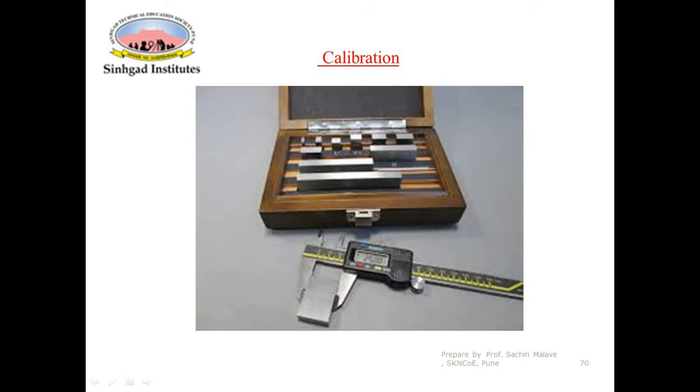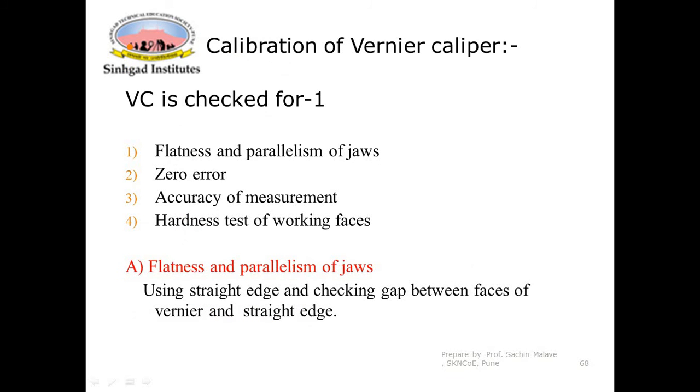So this is a fixed anvil, this is a movable anvil. In between these two anvils you hold the slip gauge and check whether there is any gap here or here. If there is no gap between the surface of the slip gauge and the anvil, then it means both the jaws are parallel to one another. Okay, so this is the way to calibrate the flatness and parallelism of the jaws.